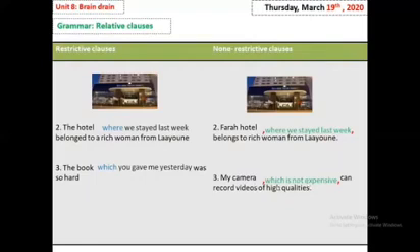However, in the other example, my camera can record videos of high quality, which is not expensive. So this one is a non-restrictive clause. It's not an important clause. If you omit this clause, the meaning does not change. However, for a restrictive or identifying clause, when you omit it, the listener gets confused because the meaning changes.